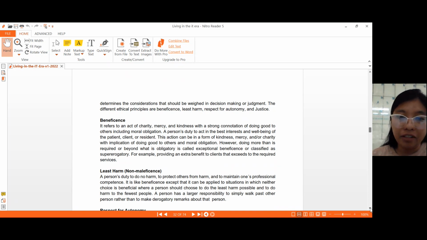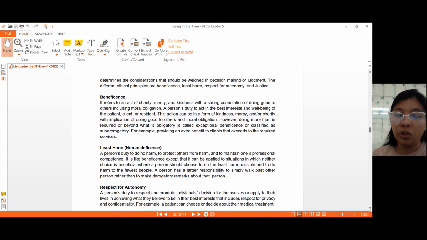services. Ayan, beneficence ang tawag doon kapag hindi mo naman responsibility or hindi naman siya obligatory, hindi siya obligation, pero ginagawa mo pa rin katulad ng pag-provide ng benefit sa mga clients na hindi nasakop ng required services nila. So, beneficence ang tawag doon.